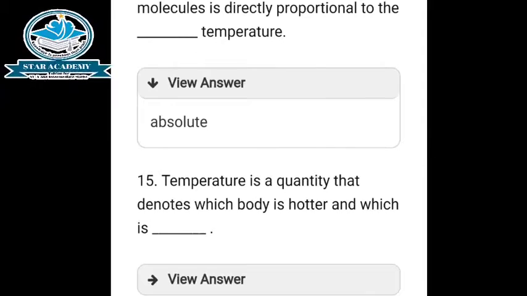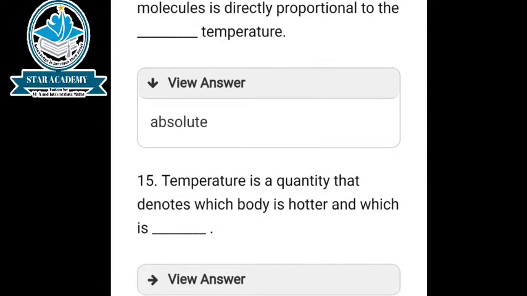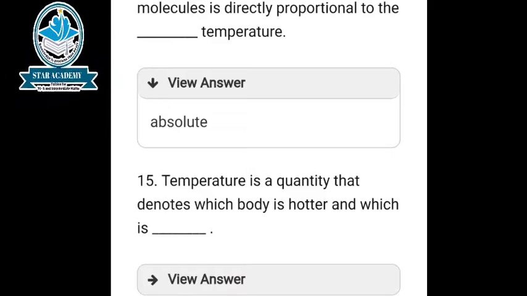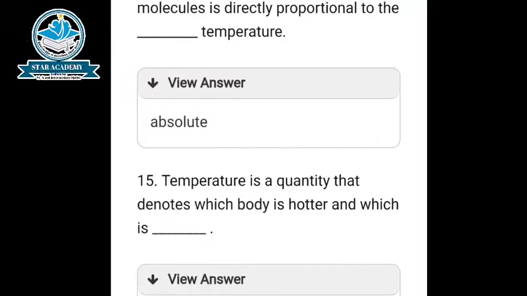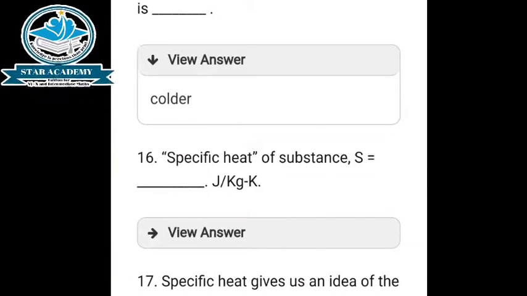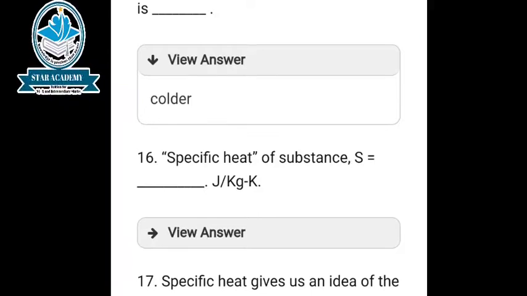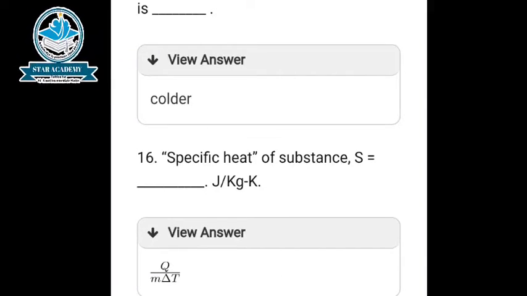15th bit, the temperature is a quantity that denotes which body is hotter and which is colder. The specific heat of a substance is equal to dash joule per kg Kelvin. The answer is Q by m delta T.